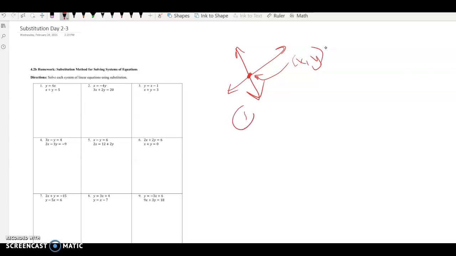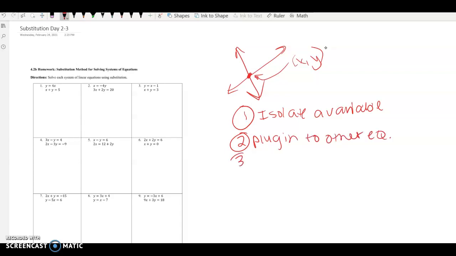So your first goal with substitution is to isolate a variable. Your second goal is to plug it into the other equation, we'll say, and solve for x and y.